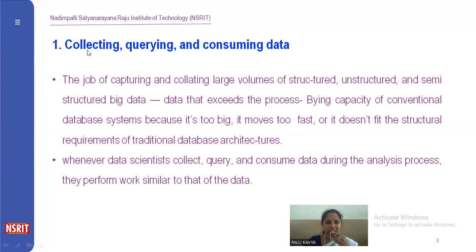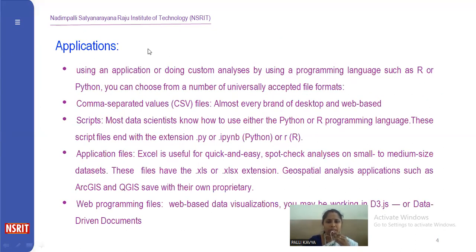Before analyzing the data, we have to collect the data and we have to query the data that we are going to analyze, and after analysis, we have to consume the data. These are the main key concepts of collecting, querying and consuming. Next, we are going to discuss what applications are involved in data science and what different types of files are used.